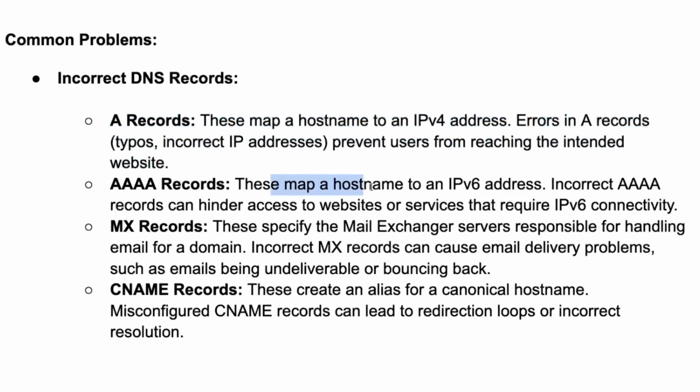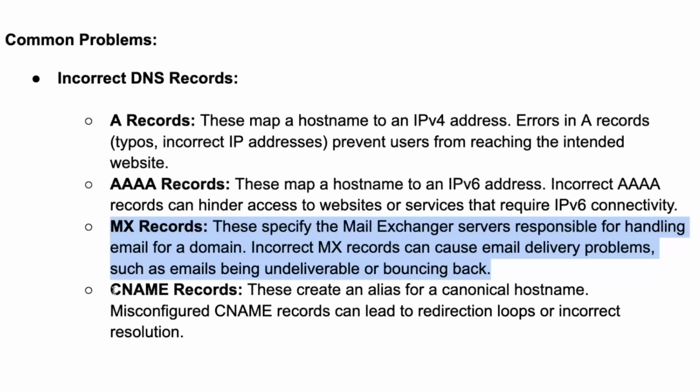The quad A record maps that same host name to an IPv6 address, and errors here can hinder access to websites or services that require IPv6 connectivity, which is happening more and more frequently because there is such a limited number of IPv4 addresses available on the internet. The MX record is their mail record. So this specifies the mail exchanger server that's responsible for handling email for a domain name. So an incorrect MX record can cause email delivery problems, such as emails being undeliverable or just bouncing back, right? So that is your MX record, your email record.